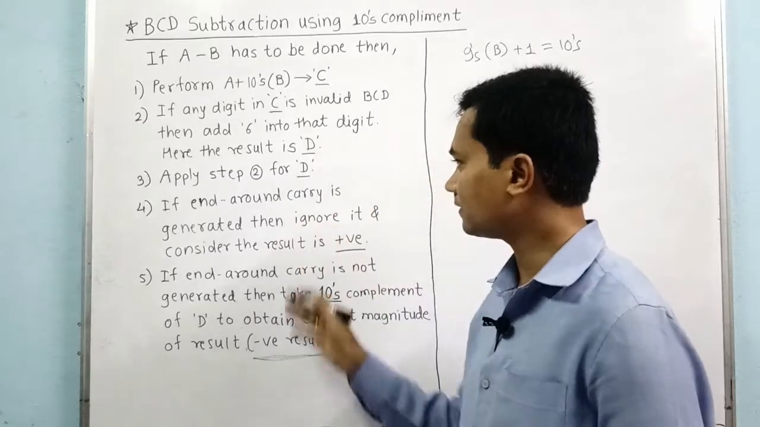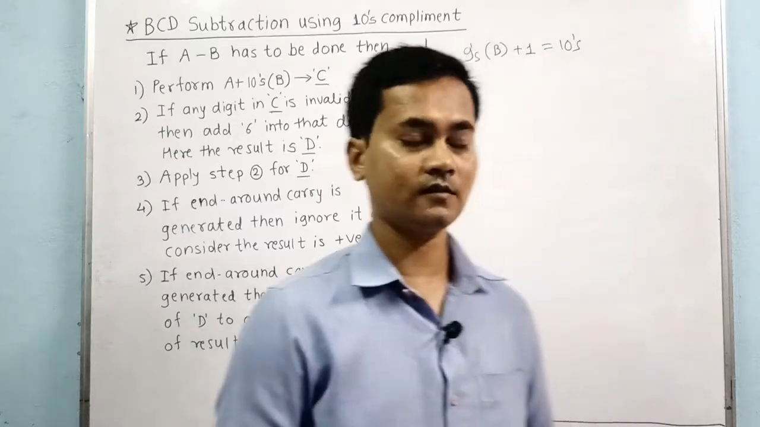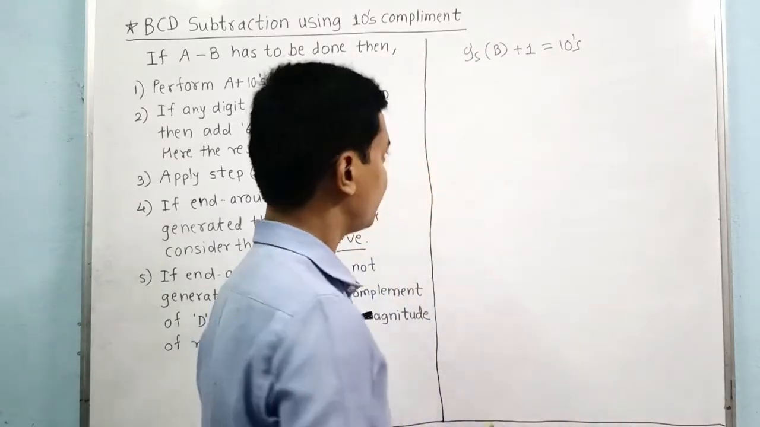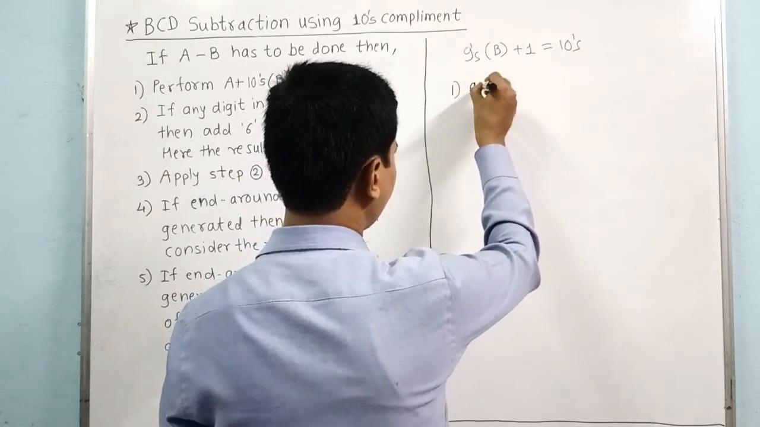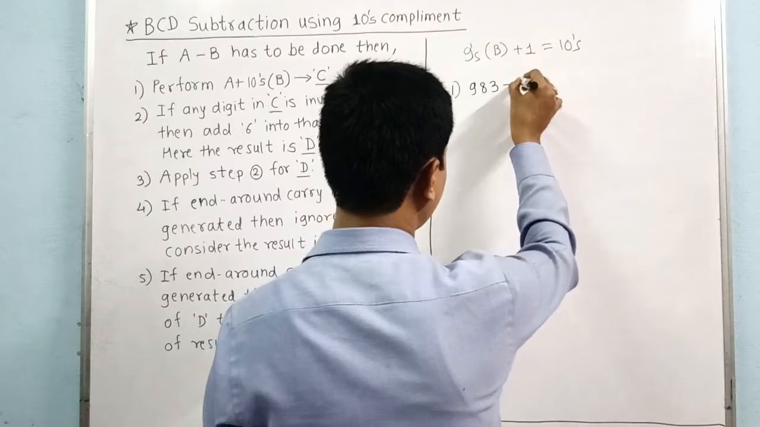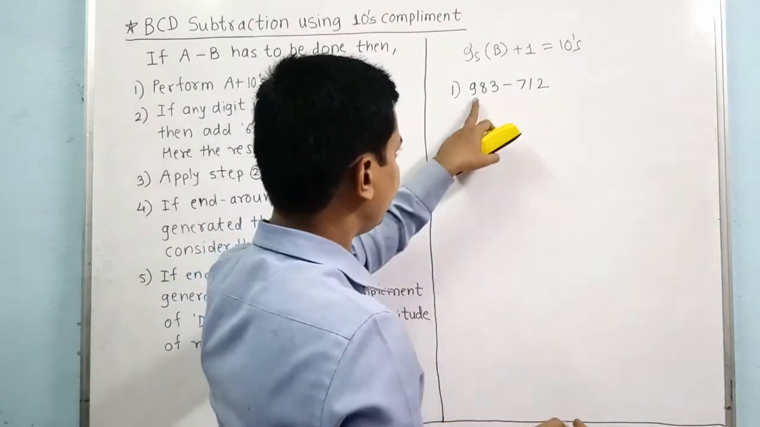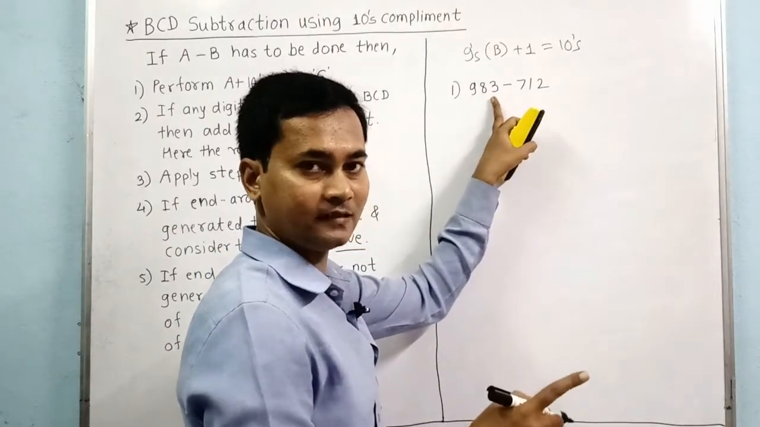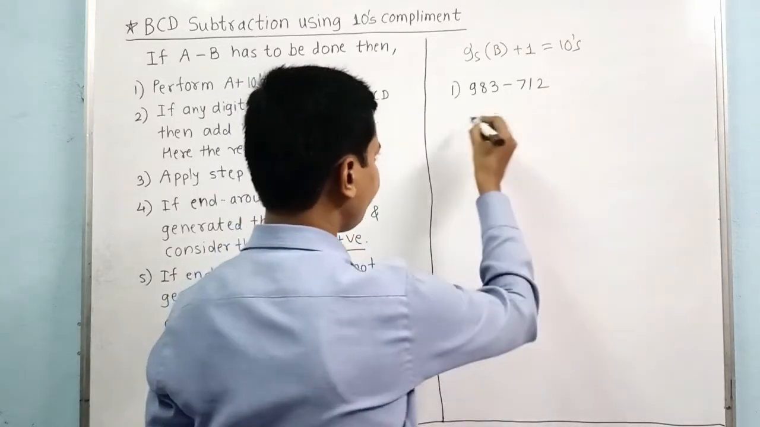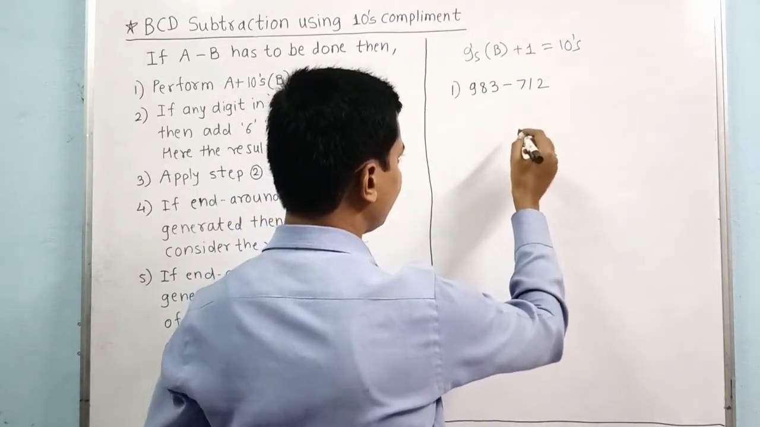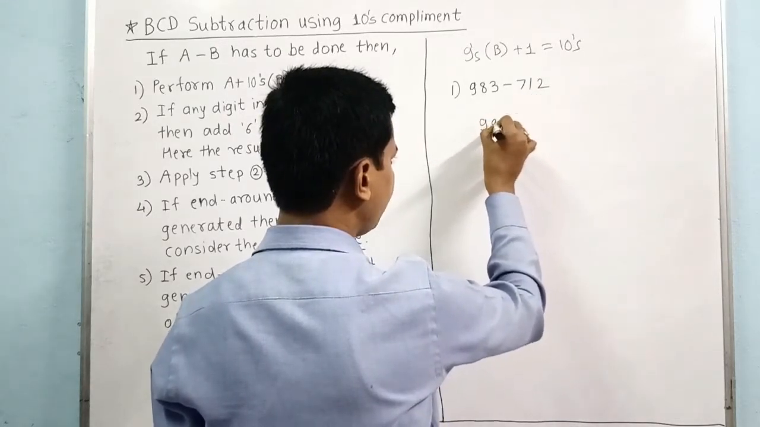Based on this algorithm, we will see a few examples. First, consider 983 minus 712. Here 983 is the minuend and 712 is the subtrahend. What we have to do is take the tens complement of 712. So first we take the nines complement of 712.